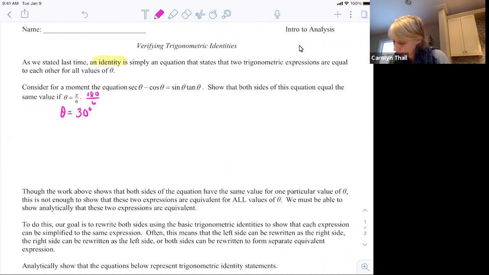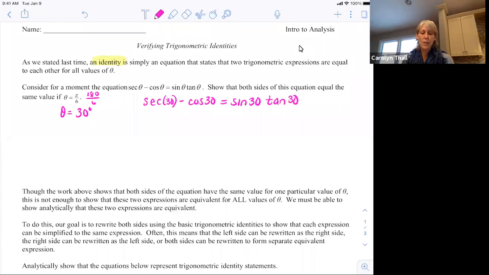So we want to show that the secant of 30 degrees minus the cosine of 30, I don't need parentheses, equals sine 30 times the tangent of 30. So we want to set up the function values for all of these trig functions here. We're going to take our 30, 60, 90-degree triangle and put our ratios in.